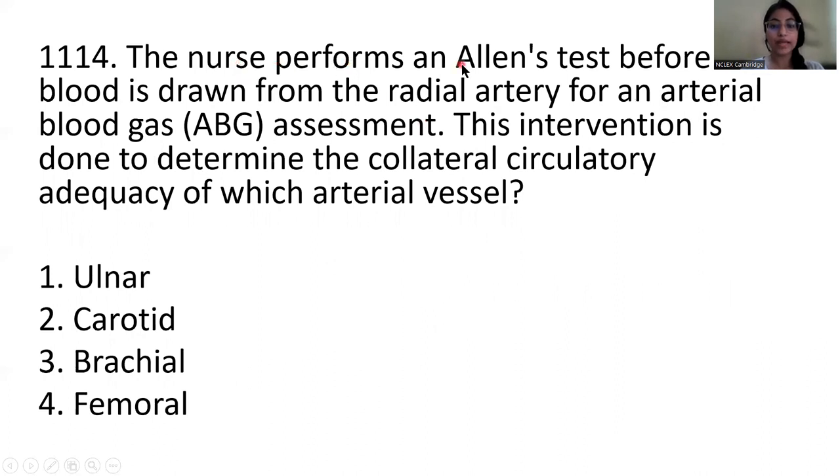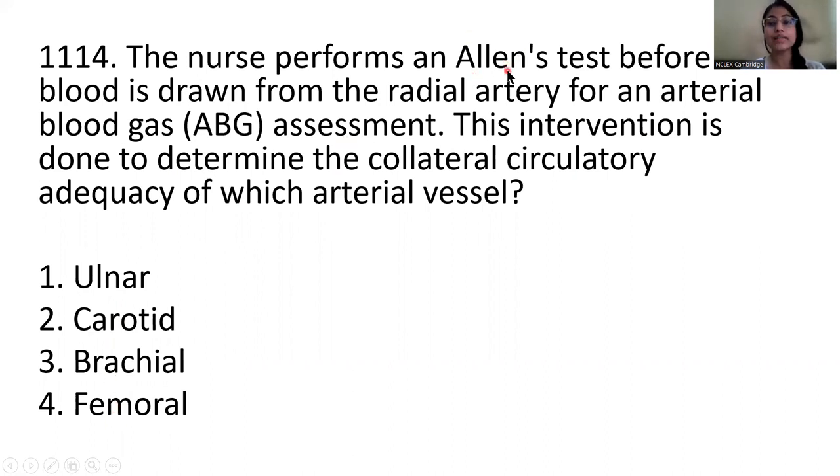The nurse performs an Allen test before blood is drawn from the radial artery for an arterial blood gas assessment. This intervention is done to determine the collateral circulation adequacy of which arterial vessel. Okay, so in this question, we have been asked, when we do the Allen test, what artery we have to assess for circulatory adequacy. The options are ulnar artery, carotid artery, brachial artery, or femoral artery.